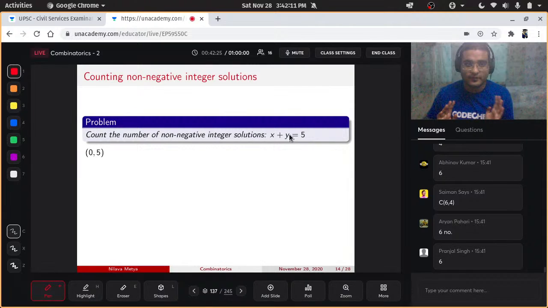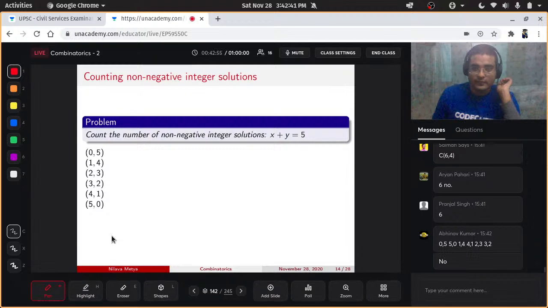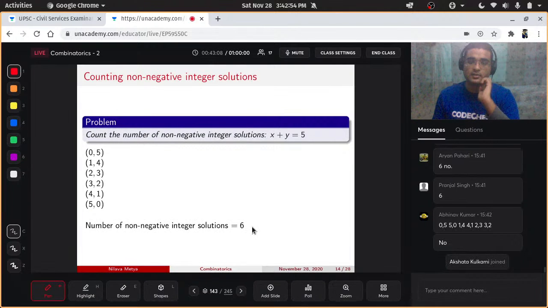I go to X and tell X, you are 1, nothing else. Y has to be 4. Similarly, if X is 2, Y has to be 3. And then 3 comma 2, 4 comma 1 and 5 comma 0. Is there any other possibility? X cannot be less than 0 because it's non-negative. If X is greater than 5, Y will become negative, and I have said Y has to be non-negative. So there is nothing other than this. So how many? 6 of them, right?